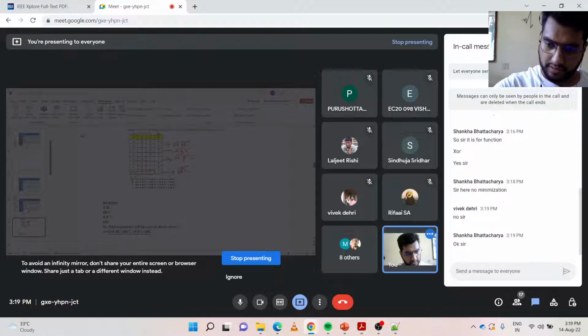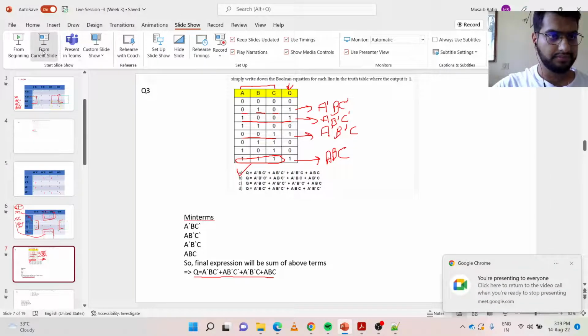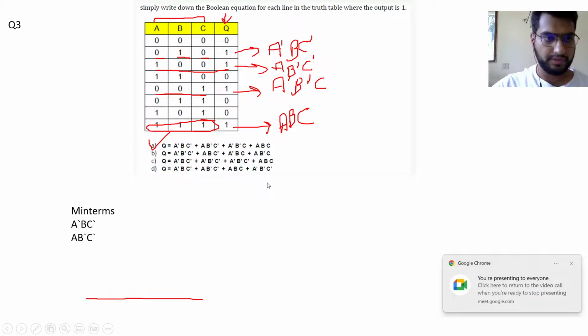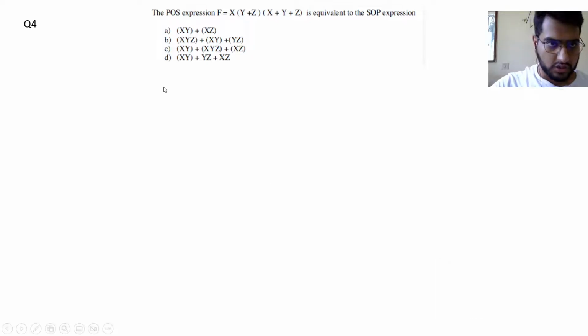So we have done 3 questions, 1, 2, and 3. Now we can move to question 4. Question 4 asks us to find the sum of product expression. We are given this product of sums expression, and now we have to find the sum of products.